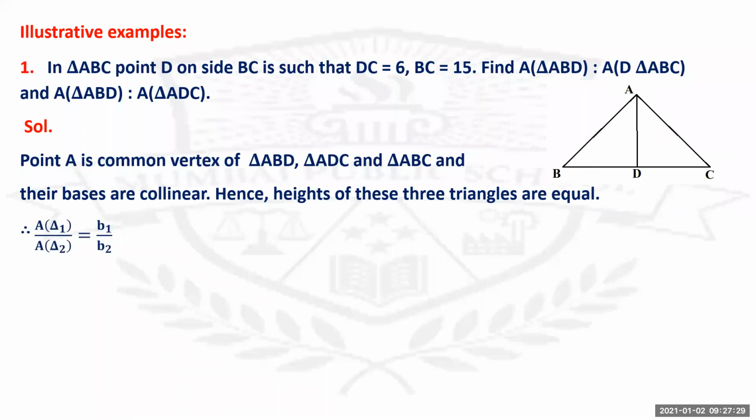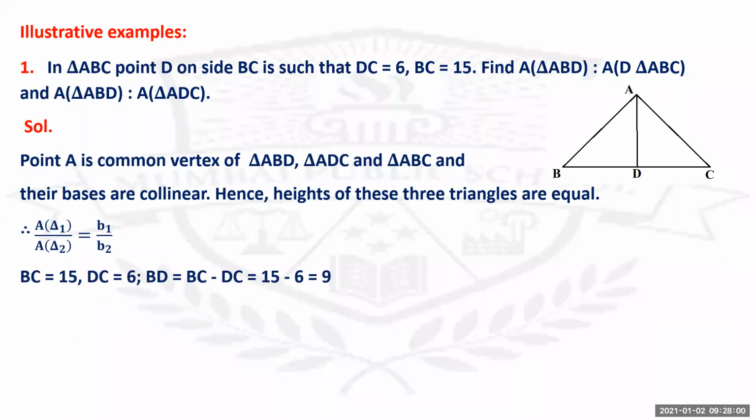Therefore, area of triangle 1 upon area of triangle 2 equals B1 upon B2. Now check, the reason is already written here. The heights of these three triangles are equal. So when you write the ratio of the areas of the two triangles, you will get it as base 1 upon base 2.